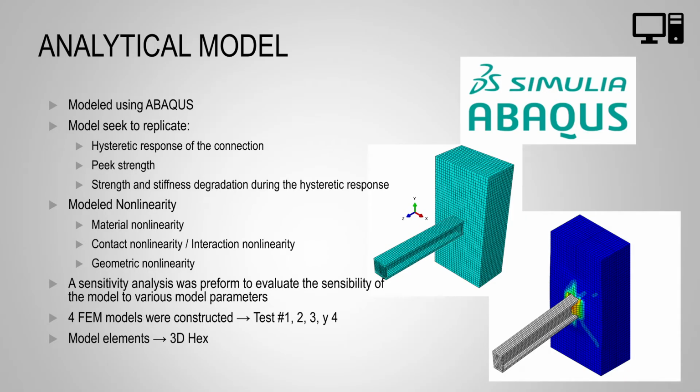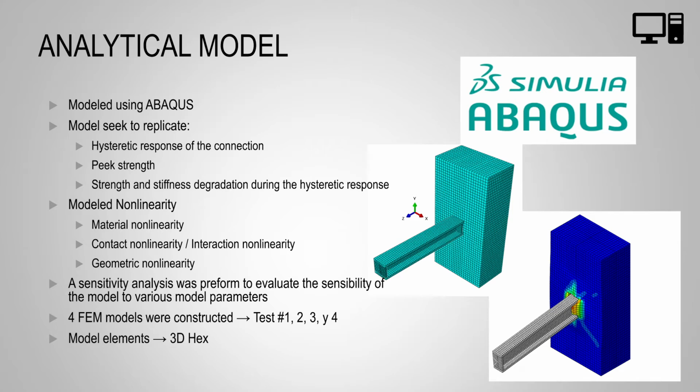Now we're going to talk about the analytical model. The model was made in ABAQUS. ABAQUS is a general-purpose finite element analysis software. In this model, we seek to replicate the hysteretic response of the connection. We try to achieve the same peak strength and follow the same strength and stiffness degradation trends that we can see from the experimental program.